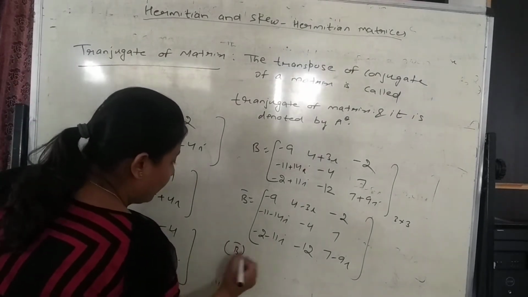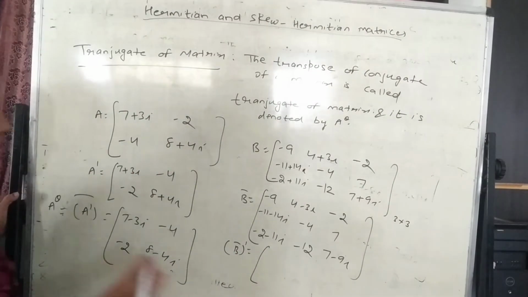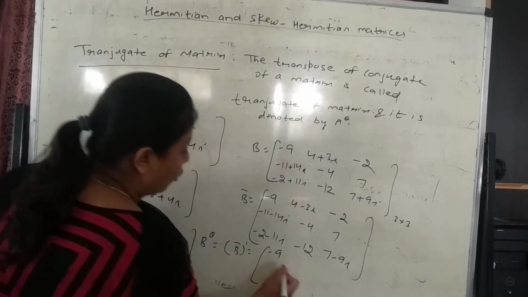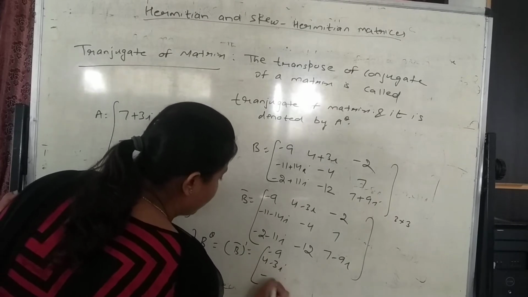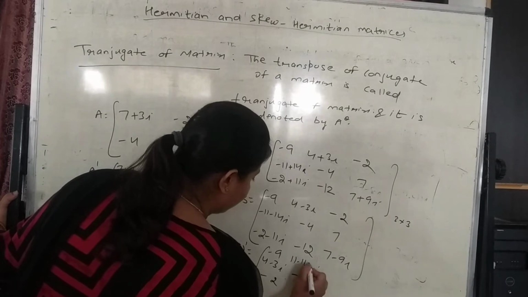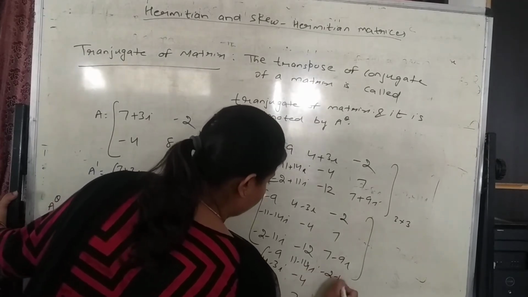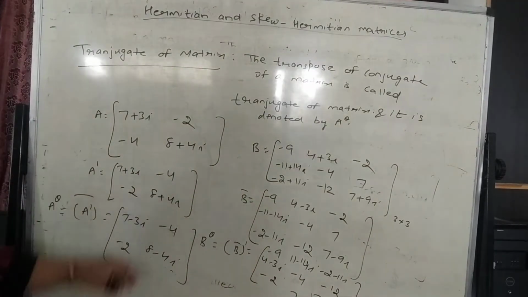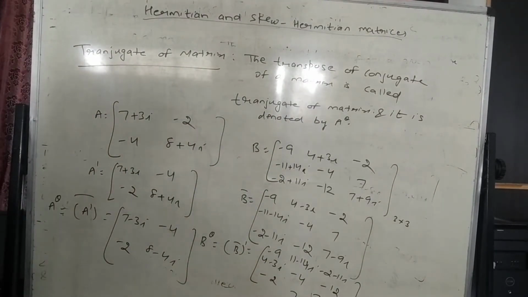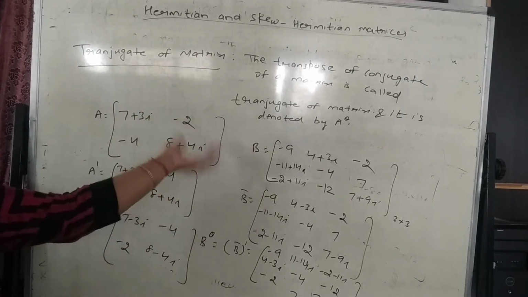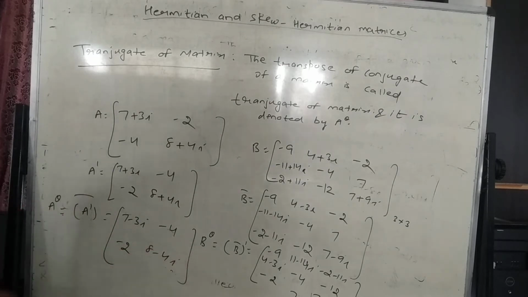Now we will apply the transpose on the same matrix. Then it will become B theta. When we apply transpose, all rows become columns and all columns become rows. Here is B theta. So what is the conjugate transpose of a matrix? Firstly we take the transpose, after that its conjugate, or firstly the conjugate and after that its transpose. So it will become the conjugate transpose of a matrix.